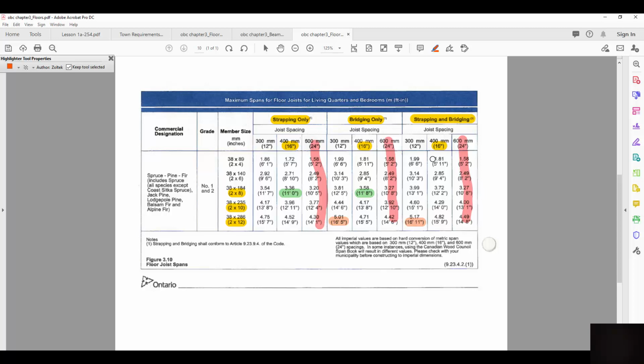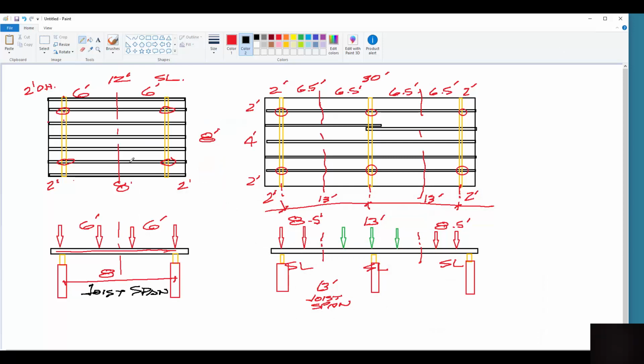So there's the information we need to know. We stick with, or we go first to the 16-inch centers, and then we adjust from strapping to bridging and strapping. If we can't meet the criteria there, then we switch to a 12-inch center on our floor framing. And that's how we determine this.